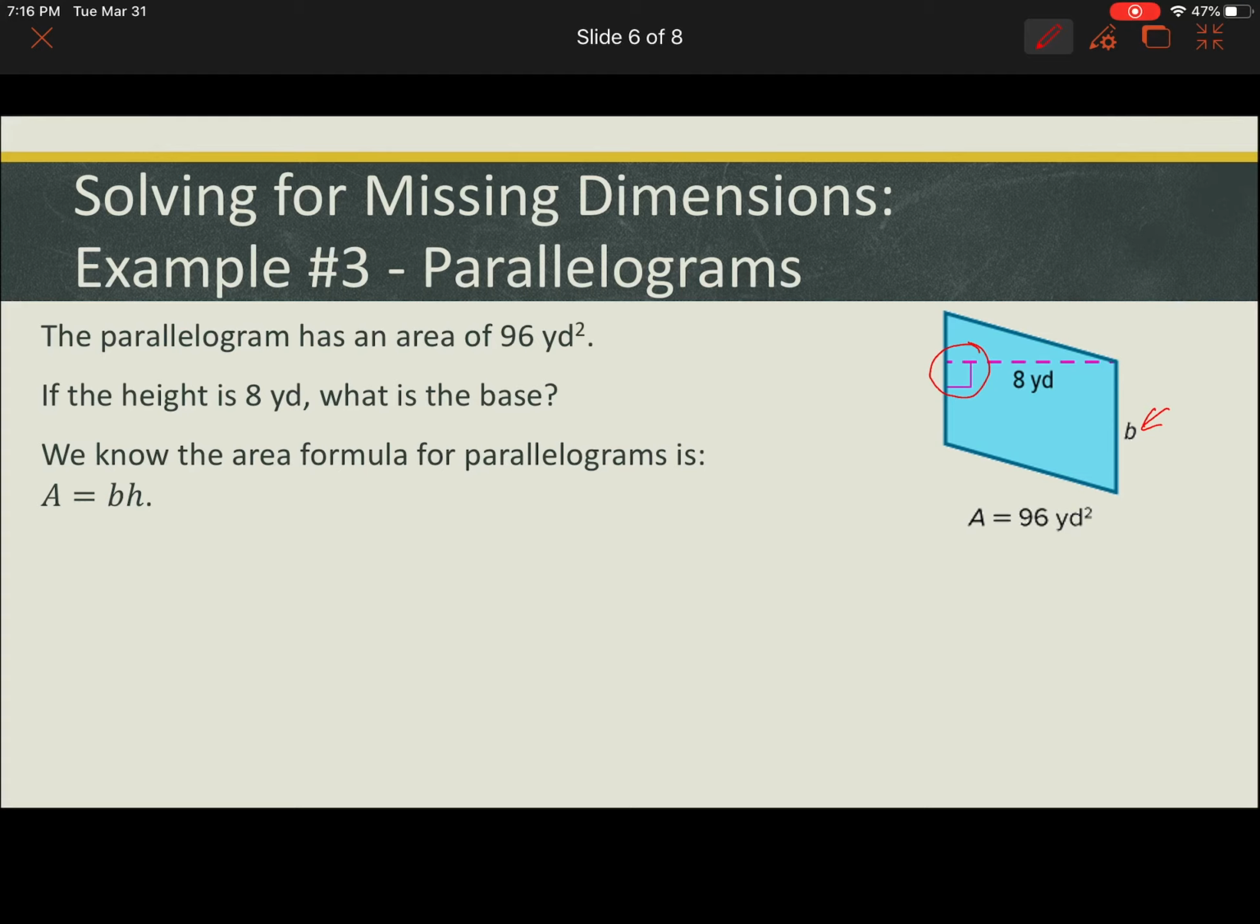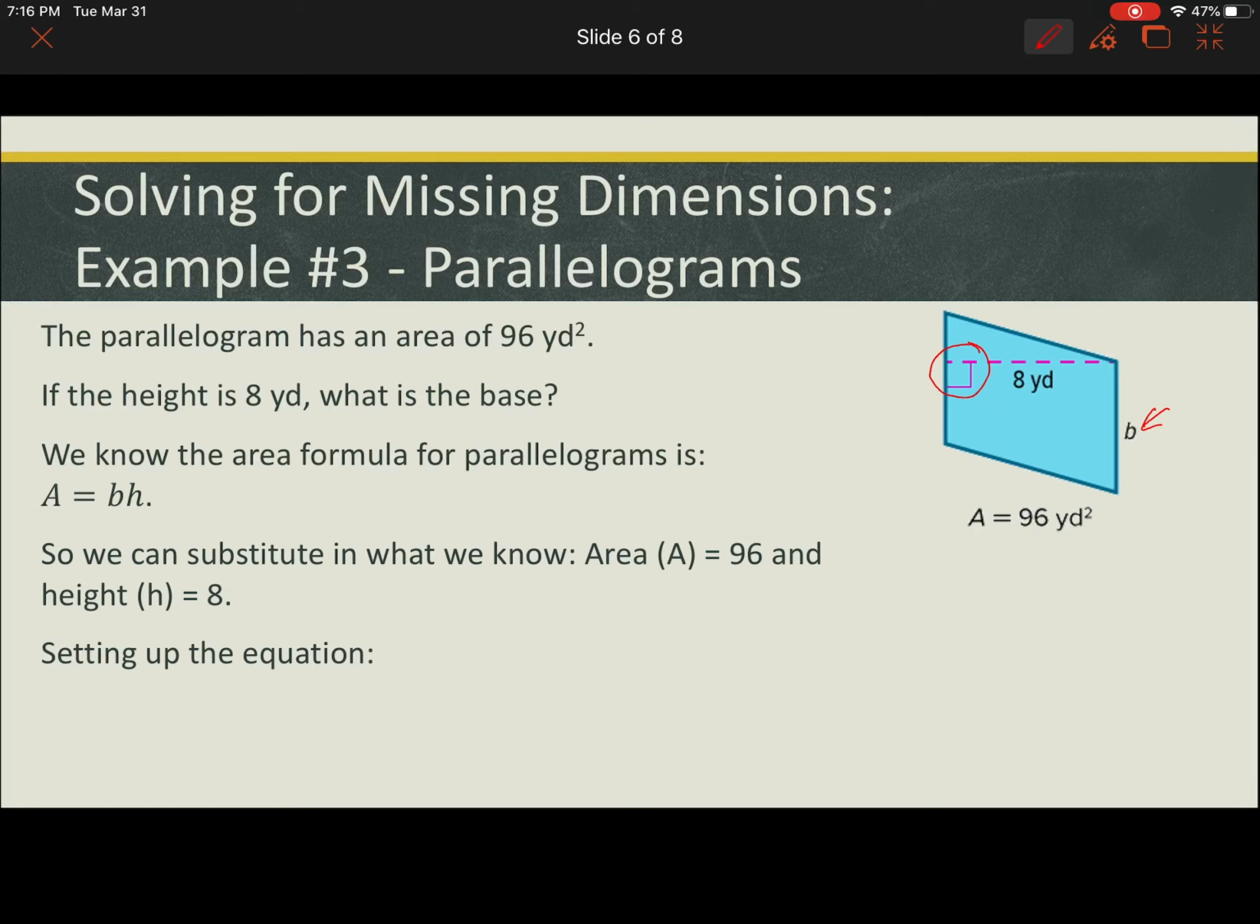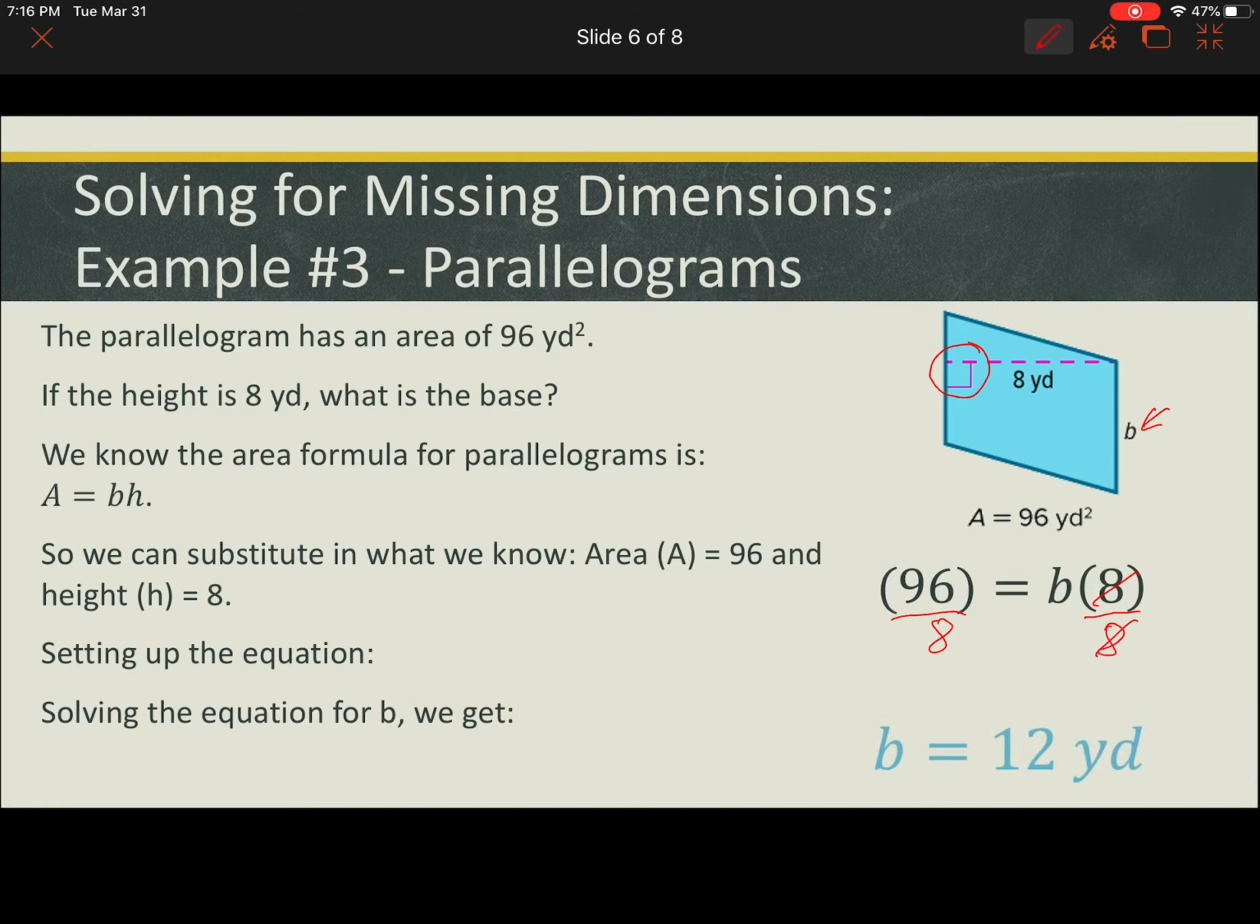Again, the formula for parallelogram area is base times height. Again, we substitute in what we know. Setting up the equation, we have 96 equals the base times 8. Solving for b, we divide by 8, divide by 8, isolate b, and we have b equals 12 yards.